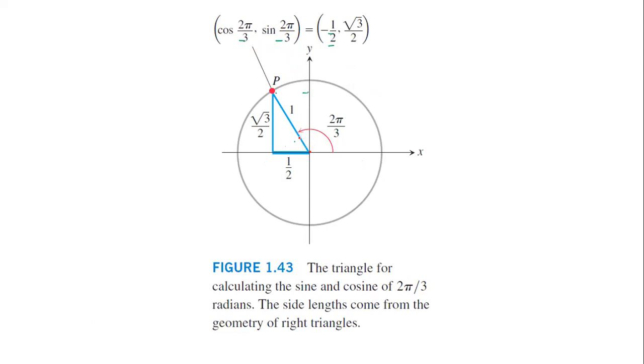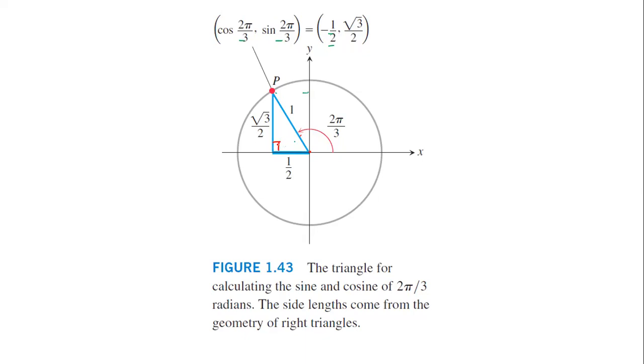You can see that this angle is 2 pi over 3. Okay? And this side is 1/2. When we're talking about 1/2, we're talking about the length, because this is half of the radius. The radius is 1. So this is 1/2. This angle is a right angle.